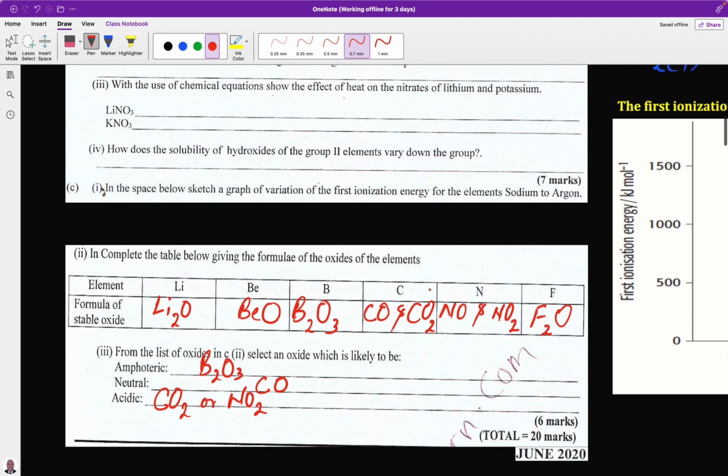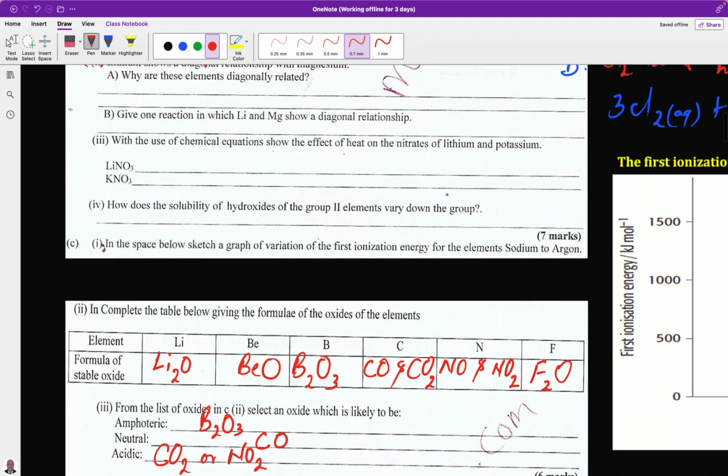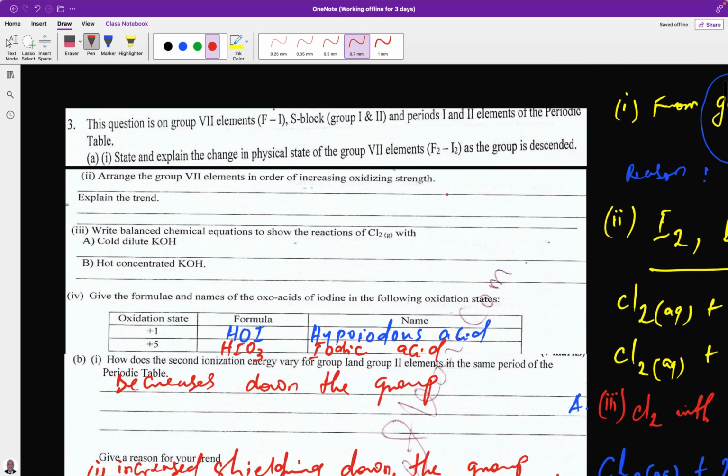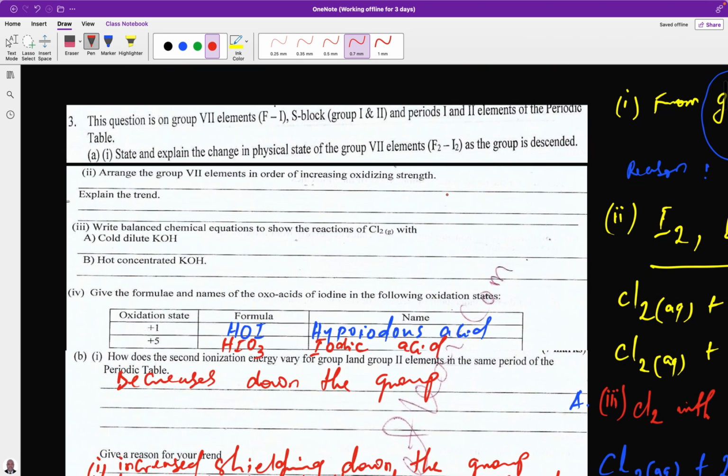So if you have this, then you have got everything. So in that case, a recap. We said the first part of the inorganic chemistry is this one. We have given our train.